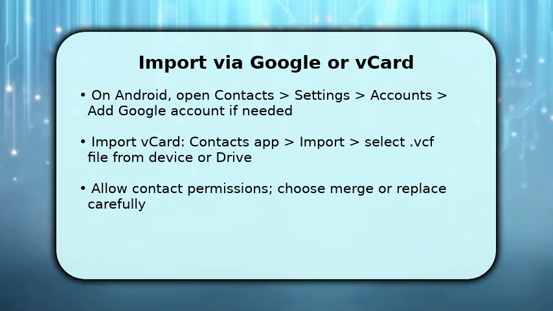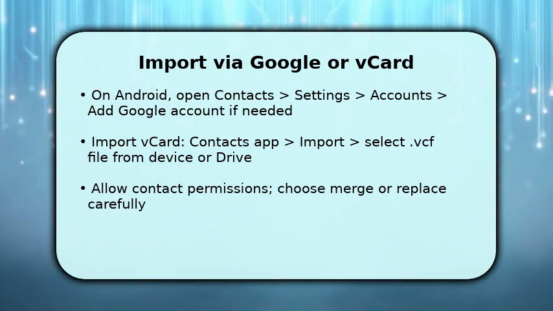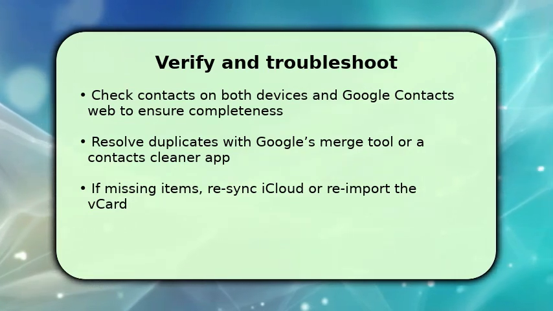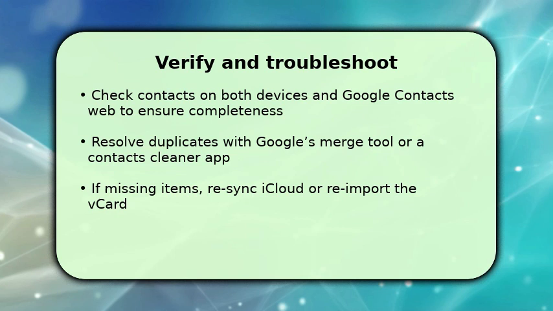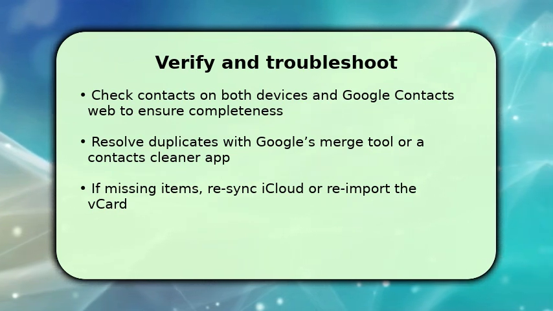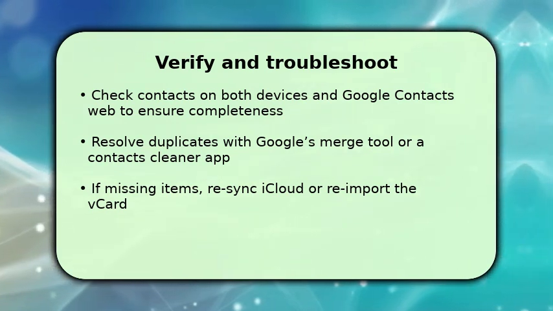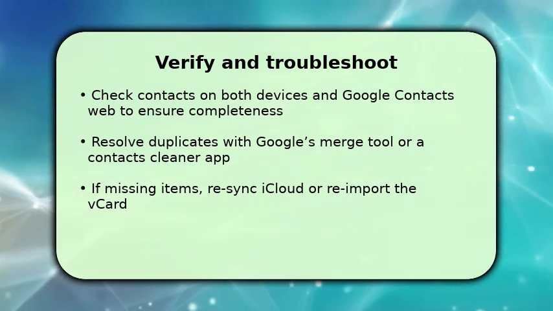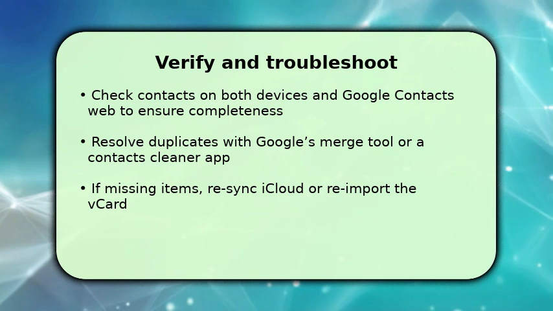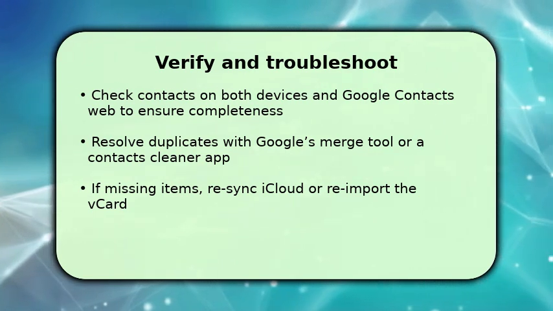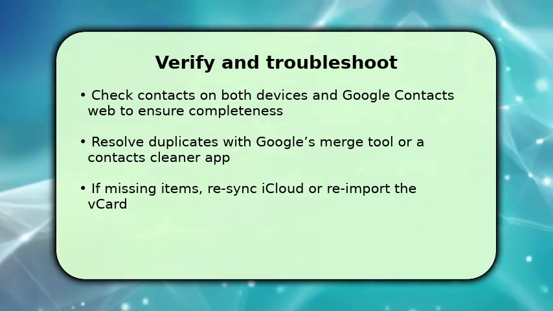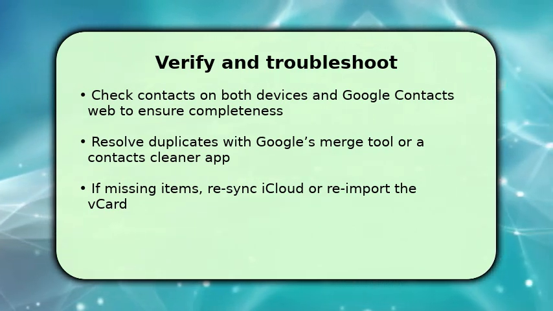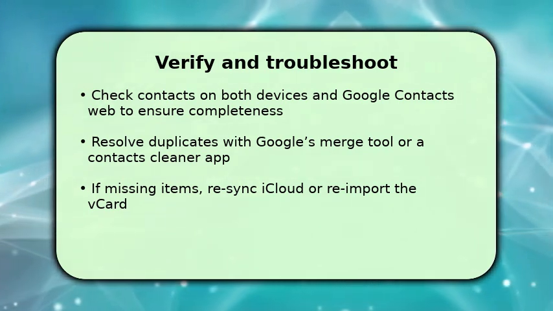You finish by verifying every contact across the iPhone, Android, and Google Contacts web. Consistency matters for daily use. If you see duplicates, use Google's Merge or a trusted cleaner to avoid manual edits. If some contacts don't appear, make sure iCloud contacts are enabled and force a sync, then re-import the vCard. Network hiccups often cause missed entries. One key troubleshooting tip: sign out and back into Google on the affected device to trigger a fresh sync.